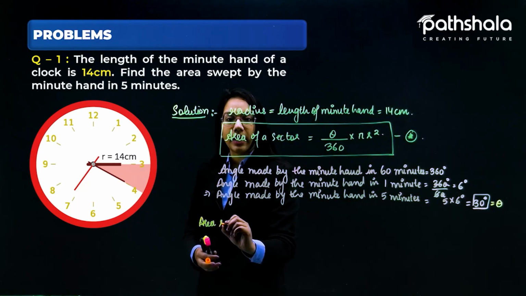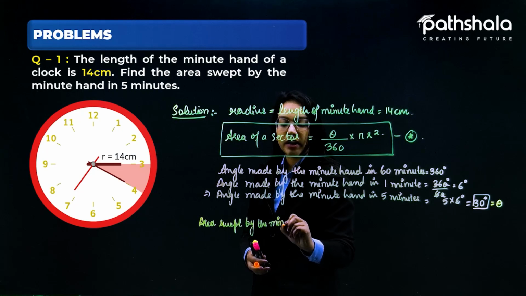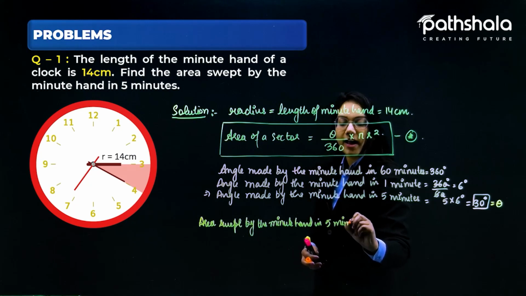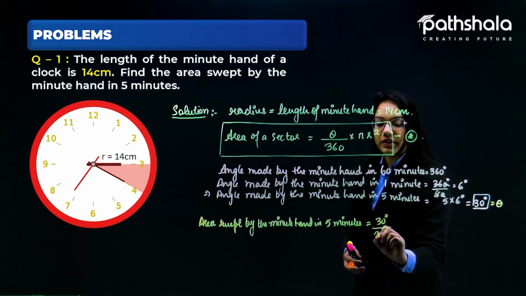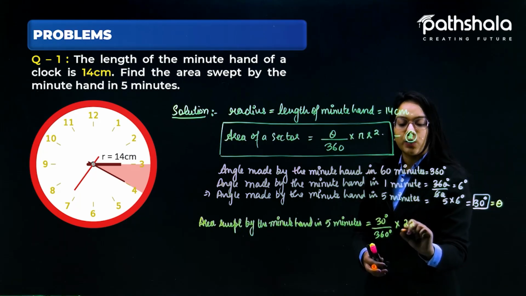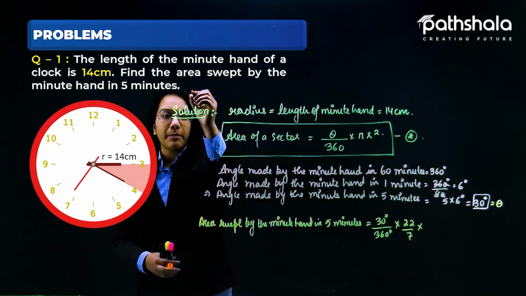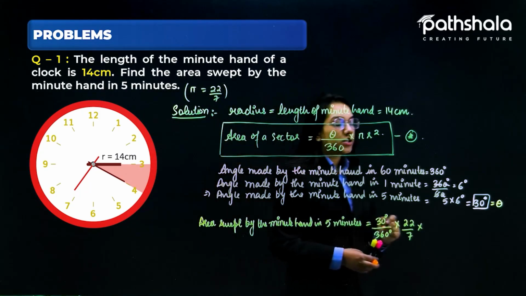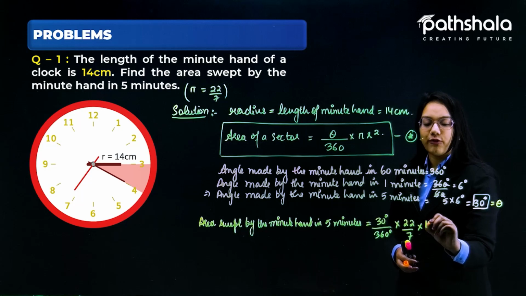So the area swept by the minute hand in 5 minutes is equal to theta by 360 into pi r square. Theta is 30 degree, divided by 360 degree, into pi. Let us suppose I'm using the value of pi as 22 by 7. So taking pi as 22 by 7, and for the r square, what is r? R is the radius, so it is 14 whole square.